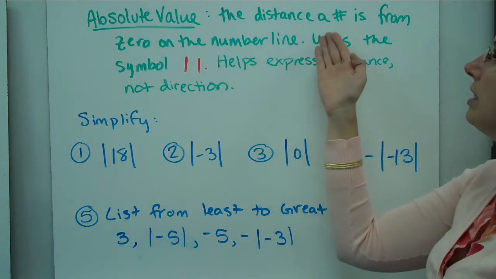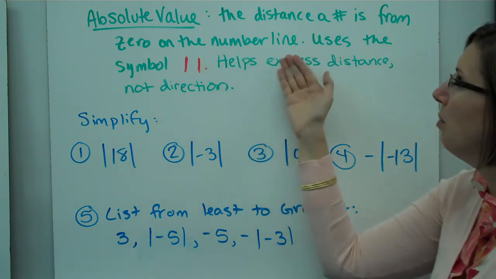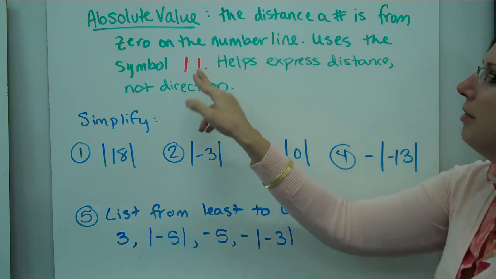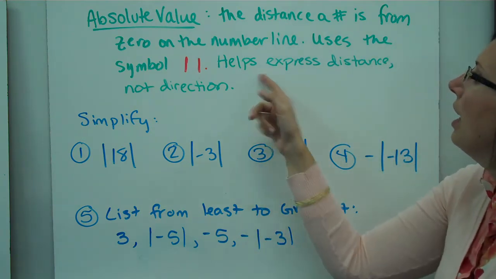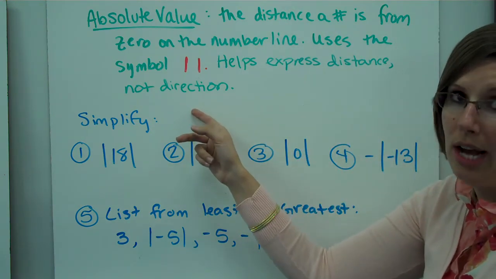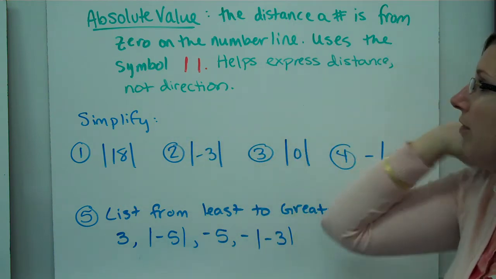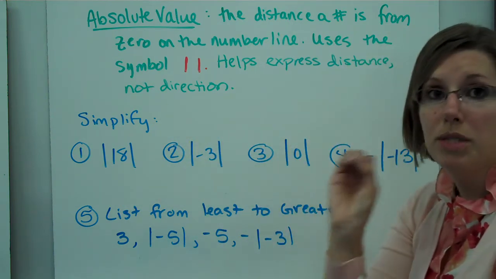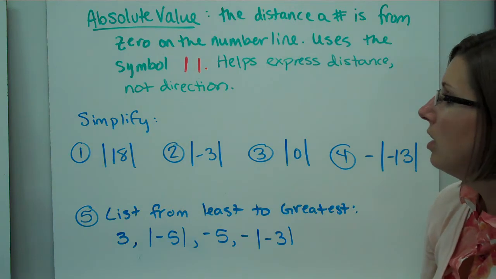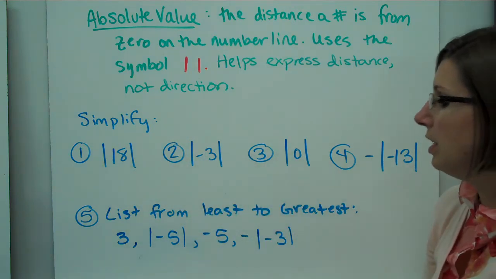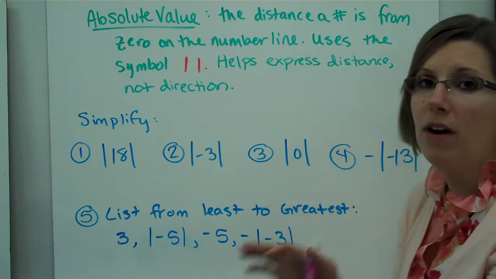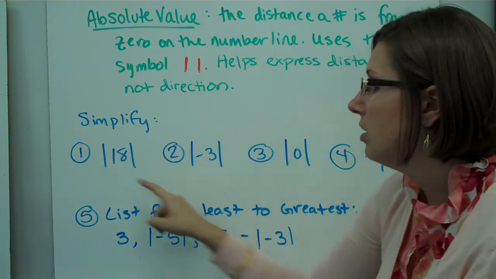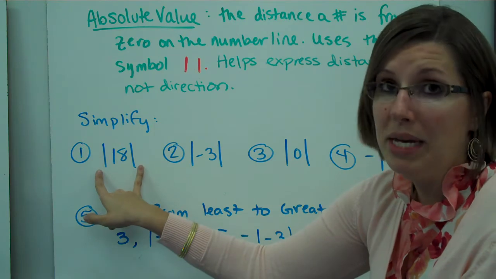Absolute value is the distance a number is from 0 on the number line. Absolute value uses the symbol of 2 vertical lines. It helps express distance, not direction. So again, it's just how far away the number is from 0 on the number line. So if I were to simplify these expressions, I would just think about how far away that number is from 0. So this is how I read this.